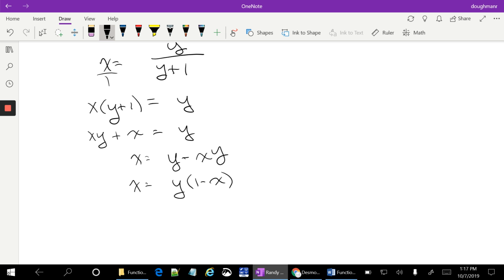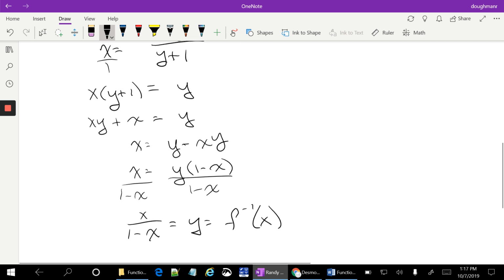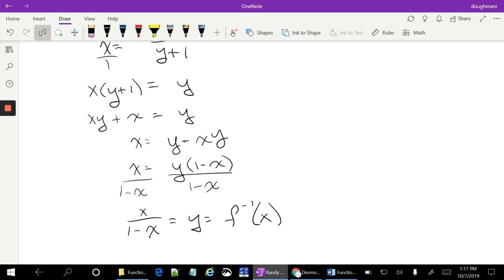And like I say, I'm trying to isolate the y, so divide both sides by 1 minus x. So what I now get is x over 1 minus x equals y, or that is the inverse function. There you go.